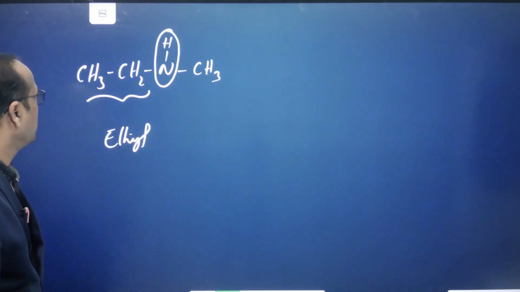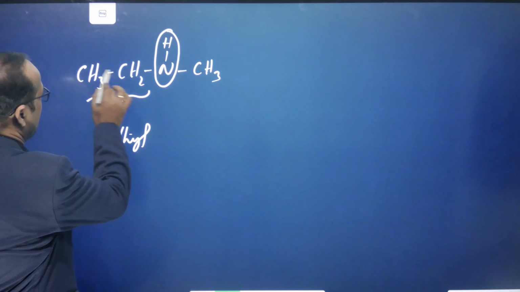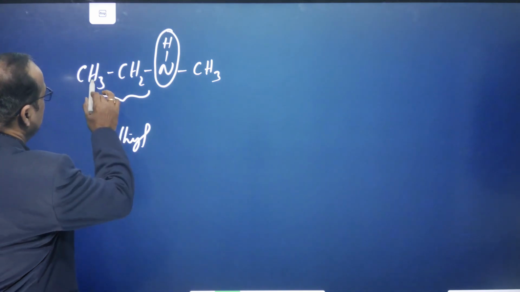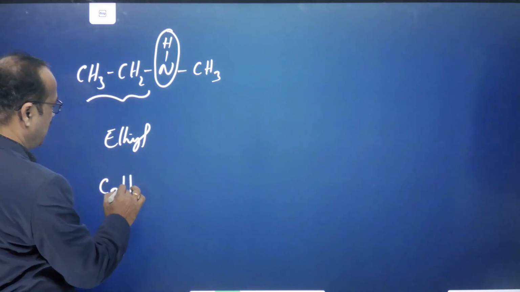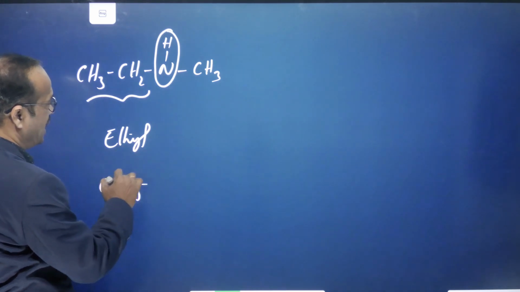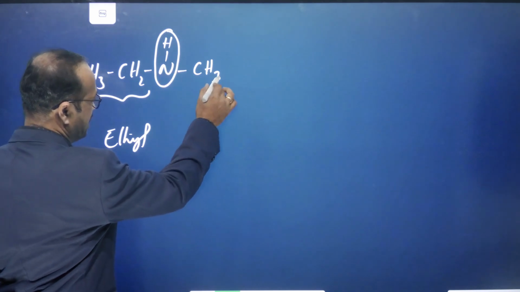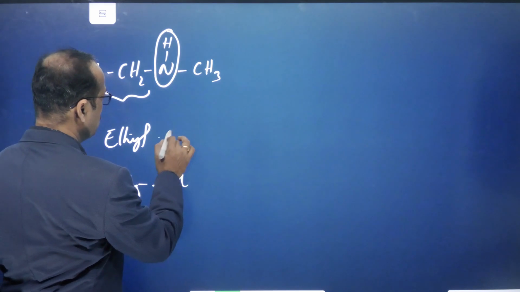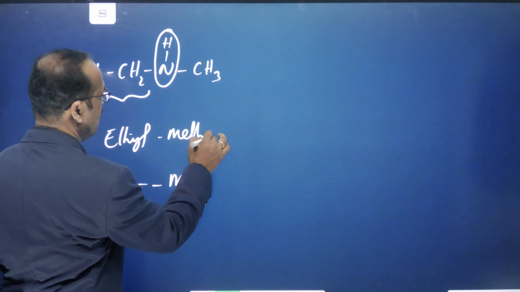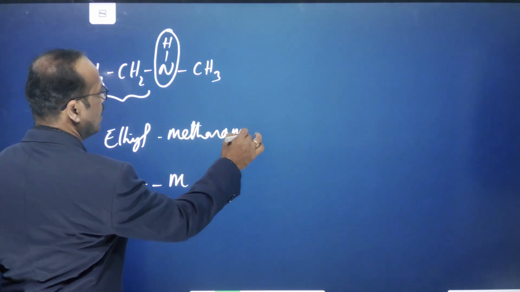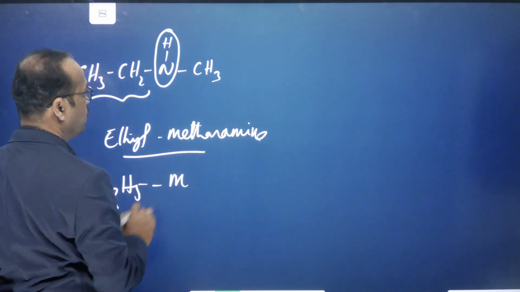Okay, C2H5. You can write it like this also, two carbons, so C2H5, which is called ethyl. Now here what is there? Amine. And here it is CH3, methane. So ethyl methane amine. Like this, we can give the name.